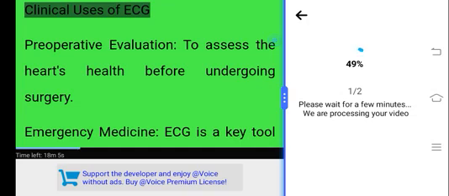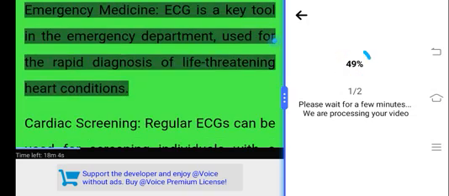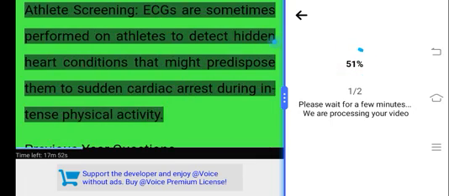Clinical uses of ECG. Preoperative evaluation, to assess the heart's health before undergoing surgery. Emergency medicine. ECG is a key tool in the emergency department, used for the rapid diagnosis of life-threatening heart conditions. Cardiac screening. Regular ECGs can be used for screening individuals with a family history of heart disease or risk factors such as hypertension, diabetes, and smoking. Athlete screening. ECGs are sometimes performed on athletes to detect hidden heart conditions that might predispose them to sudden cardiac arrest during intense physical activity.